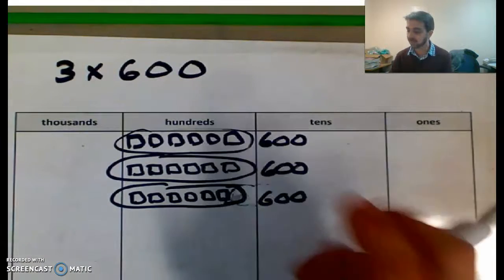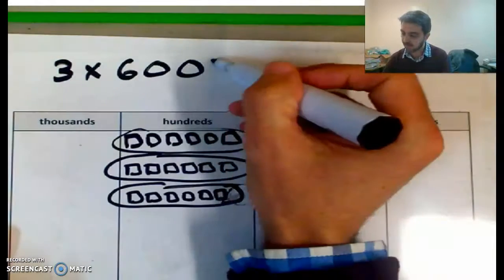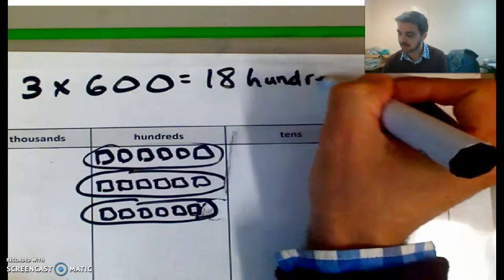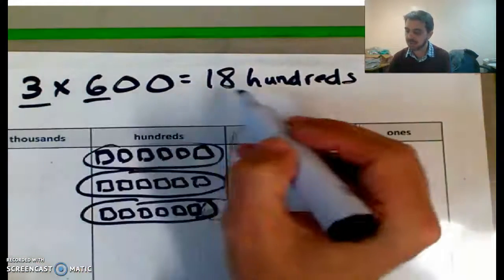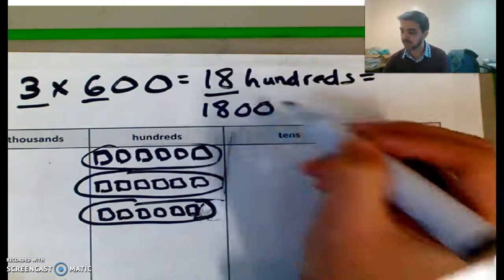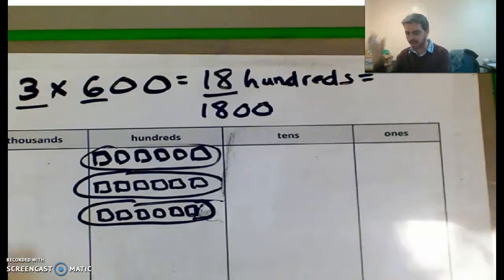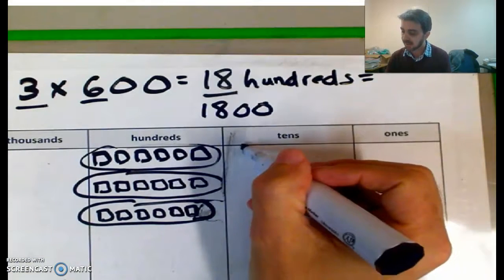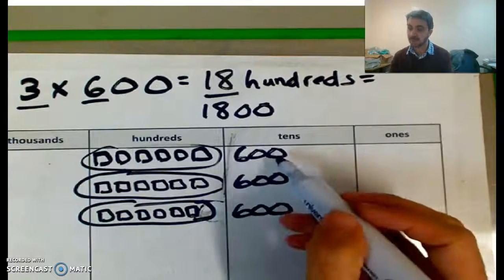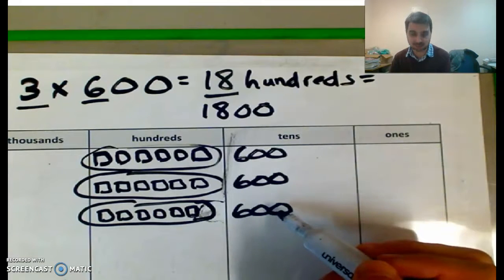Or I could say, so I have 18 hundredths. Because I know that 3 times 6 is 18, add my 2 zeros, and I have, wait, I made a mistake earlier, didn't I? Okay, let me start over. We have 600, 600, and 600. 600 plus 600 is 1,200, plus 600 is 1,800.